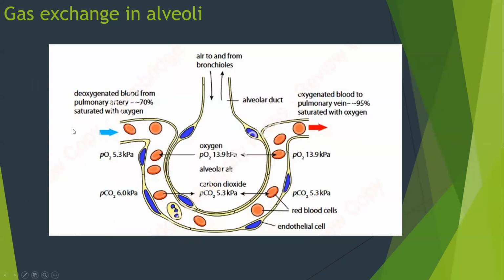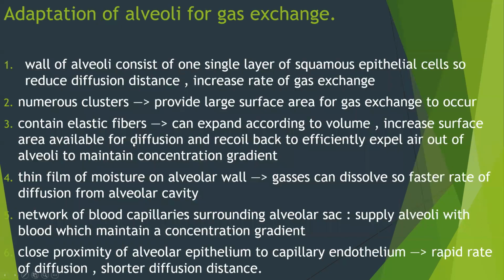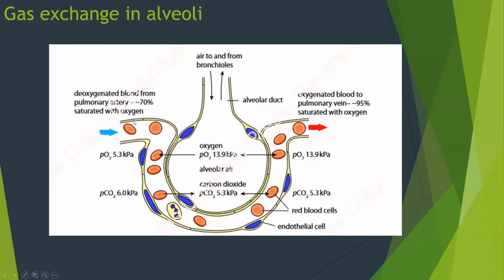So what happens is the deoxygenated blood is brought by the pulmonary artery. This means that it has a lower concentration of oxygen and a higher concentration of CO2, because oxygen is distributed throughout the body, and now it's being brought back to be oxygenated or resupplied.